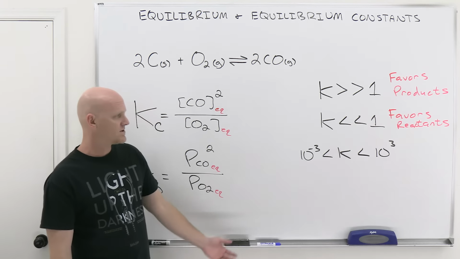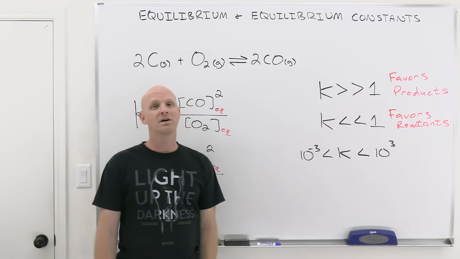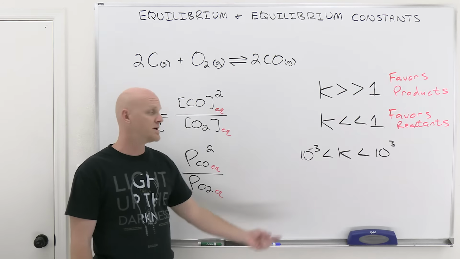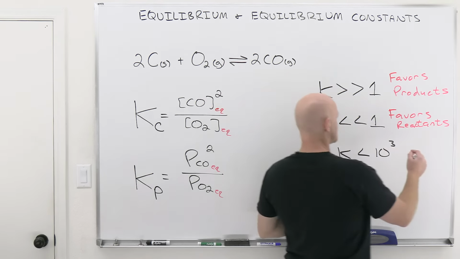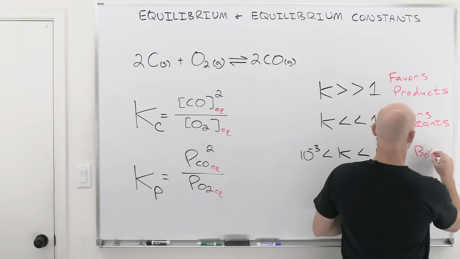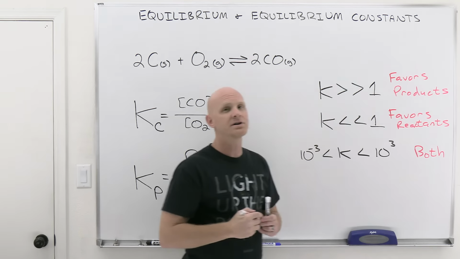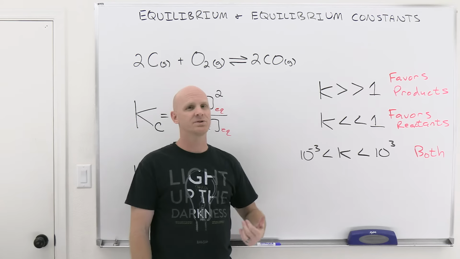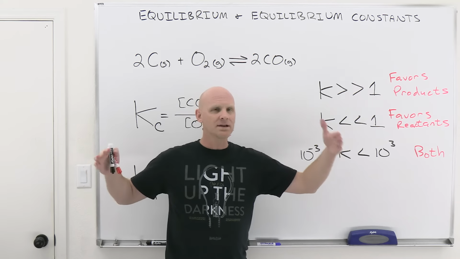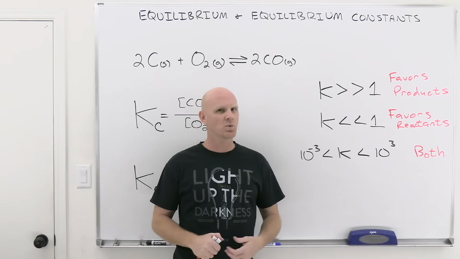Now, your last scenario here is, again, for an equilibrium constant that's somewhere close to 1. And again, close to 1 means bigger than 0.001, smaller than 1,000. And in this case, it doesn't really favor the reactants or the products, but you're going to have a fair amount of both. These boundaries are somewhat arbitrary, but they give good liberty to what approximately 1 or close to 1 means.